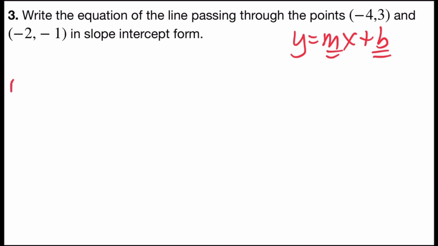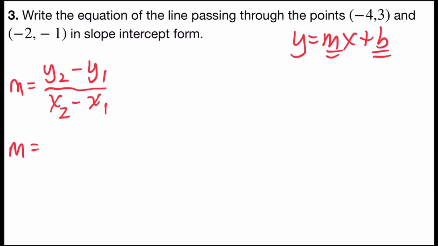So first I'm going to use the slope formula, second y-coordinate minus first y-coordinate, over second x-coordinate minus first x-coordinate, to find the slope of this line. And so I'm going to substitute. The second y-coordinate is -1 minus the first y-coordinate, 3, over the second x-coordinate, -2, minus, from the formula itself, the first x-coordinate, -4.